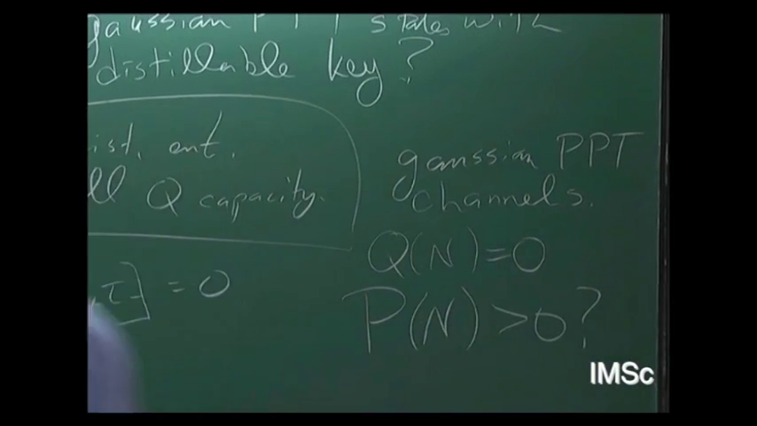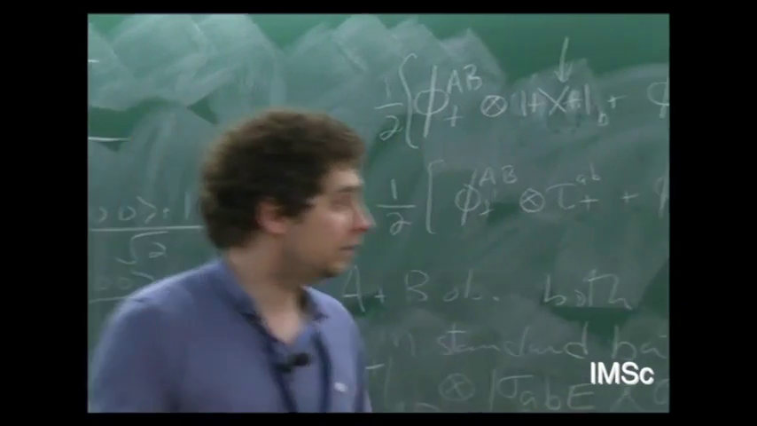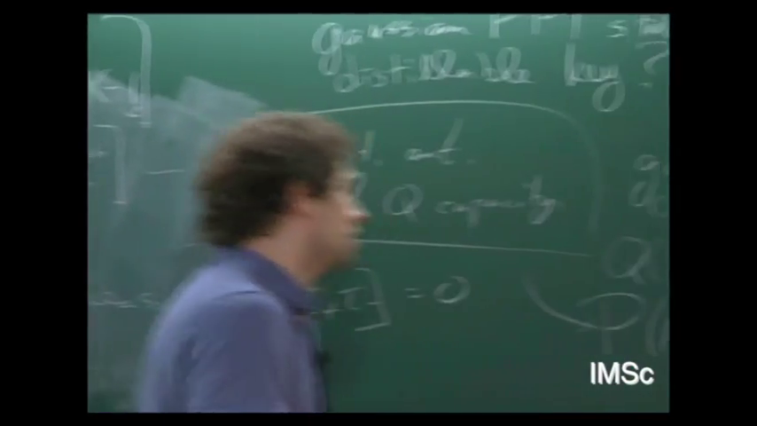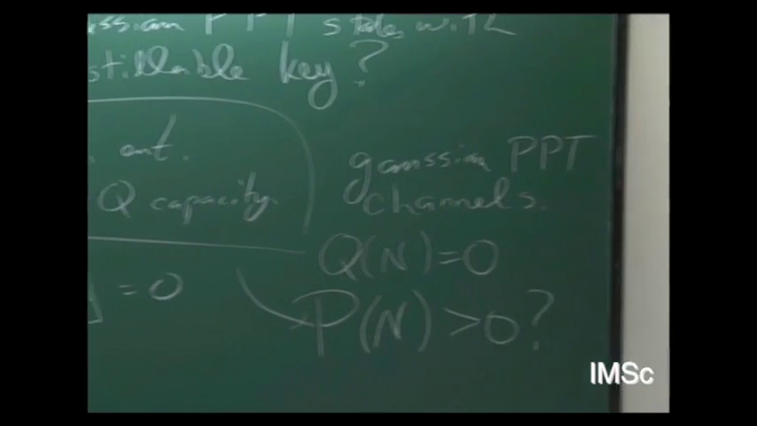And again, it seems like the kind of question you could attack by looking at just covariance matrices and evaluating mutual informations and stuff. We have some lower bounds for this private capacity in terms of differences of mutual informations. We know how to evaluate mutual informations of Gaussian states, so maybe one could find such things.